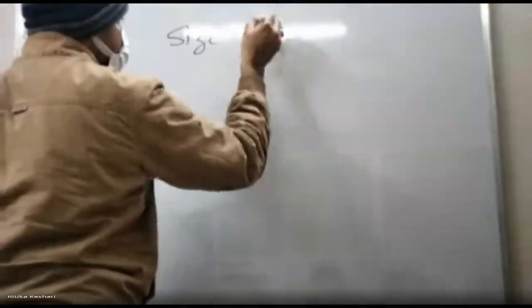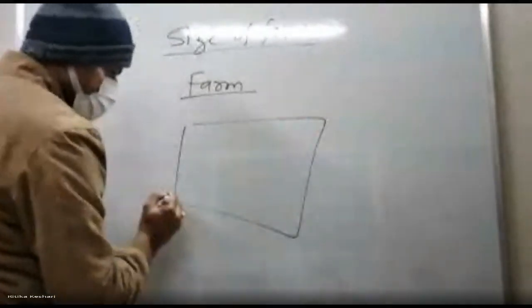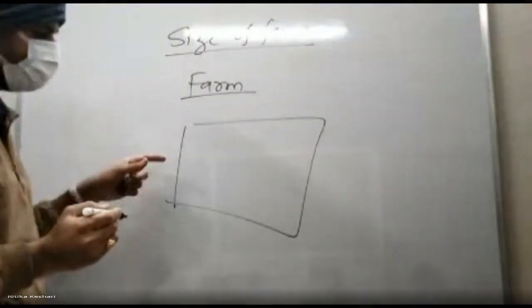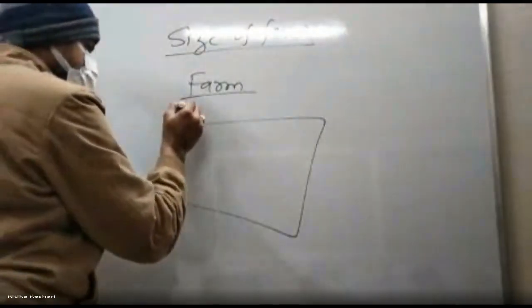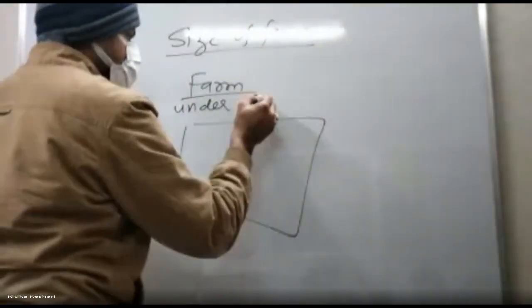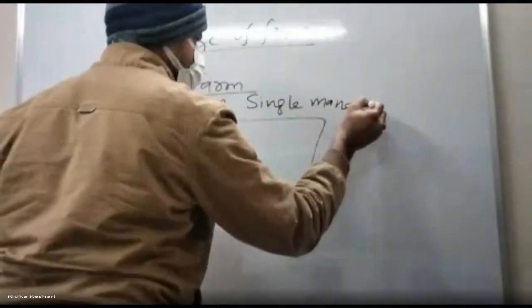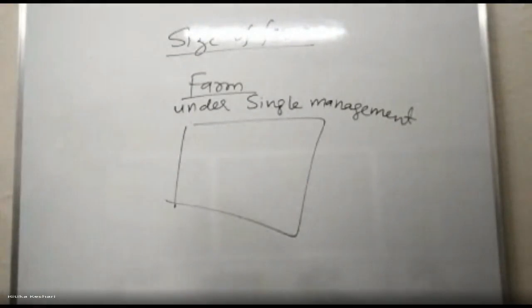So today we are discussing size of farm. We already know that farm is a piece of land on which crops and livestock are raised. It has specific boundaries and is held under single management. Right? It is held under single management.